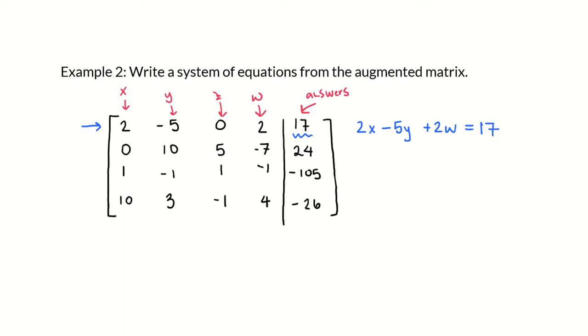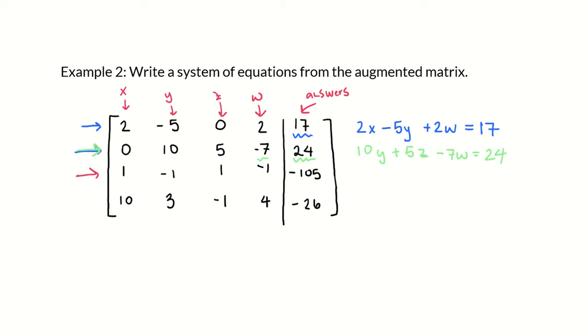The next row has a 0 for x, so that means we're not going to write x in that equation. So 0x plus 10y plus 5z minus 7w equals 24.